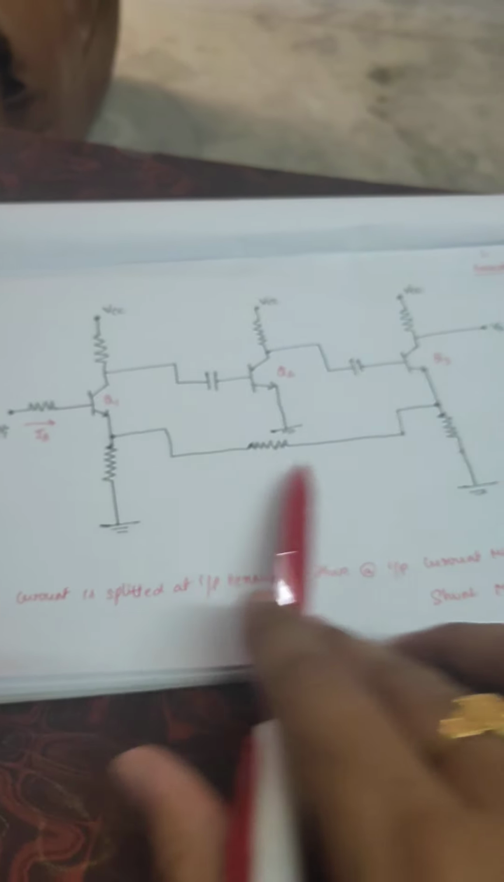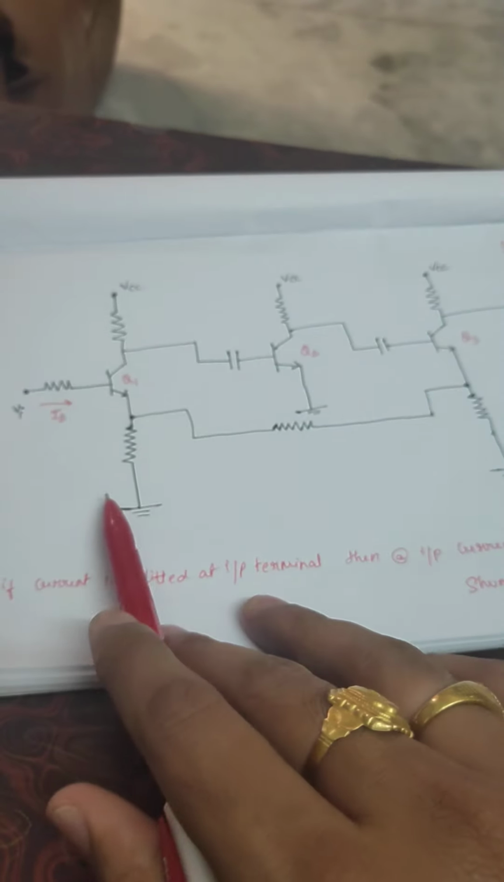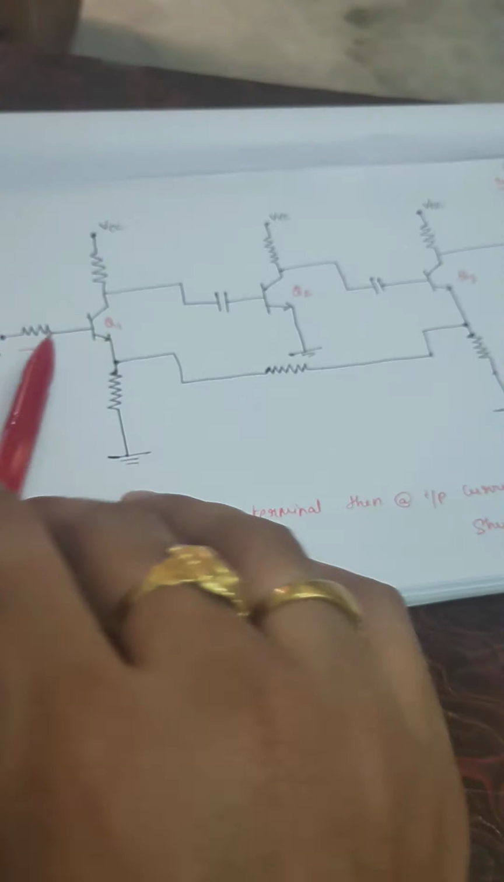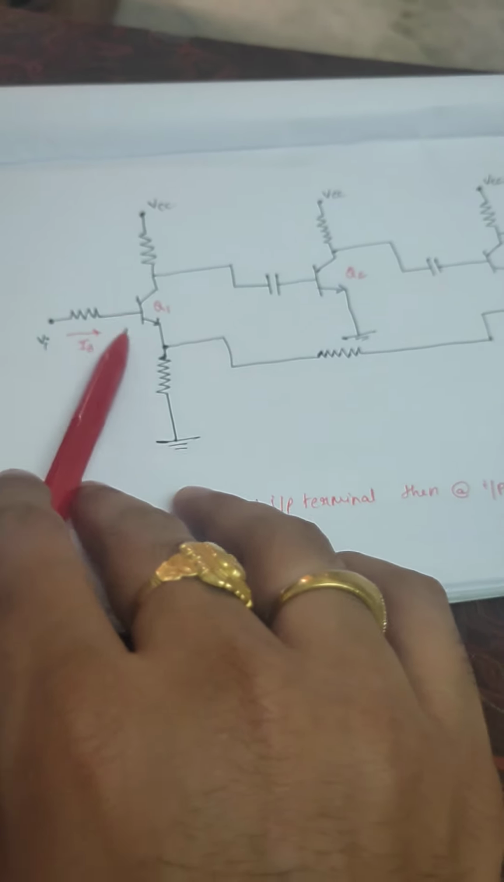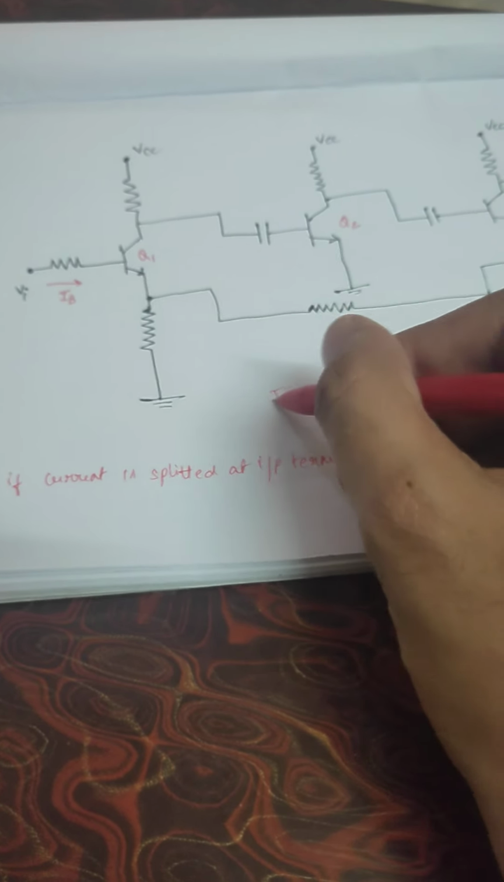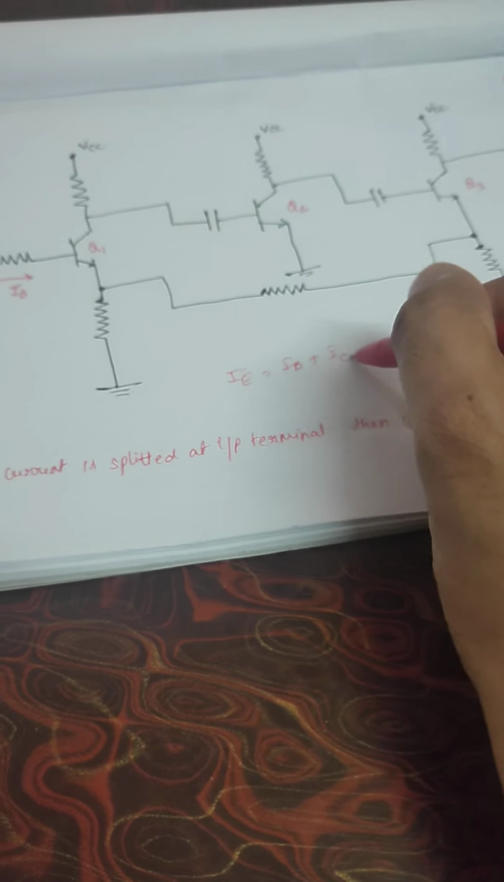There is a negative feedback in the amplifier section. So how to prove that there is a negative feedback amplifier? I am going to show you a way. First of all, let us project the input current at the input terminal. I know the basic property of a transistor is IE is equal to IB plus IC.